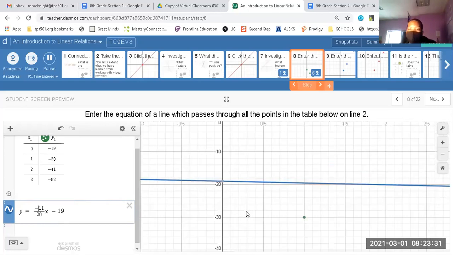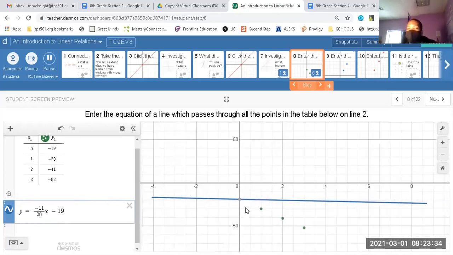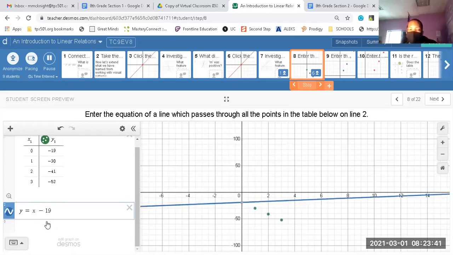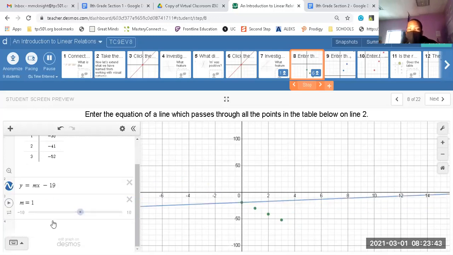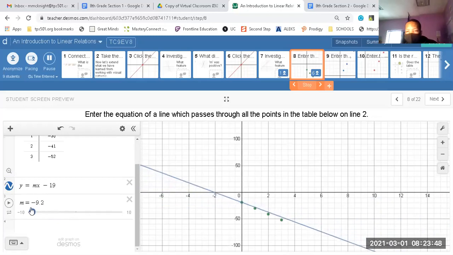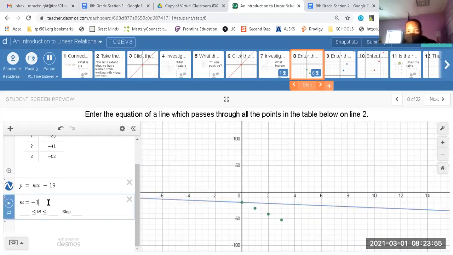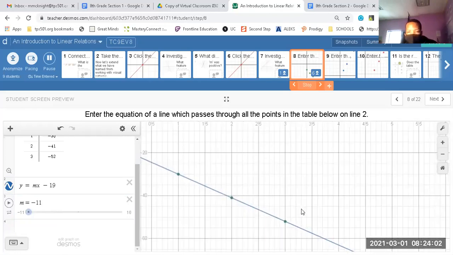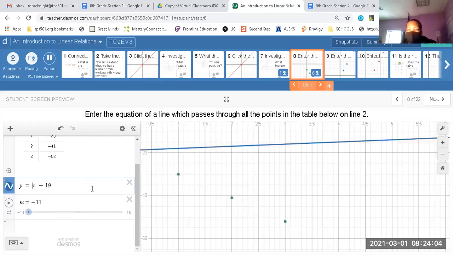Let's see if that's correct. Nope, because it doesn't go through all the dots. It's supposed to go through all the dots. What I could do to make this a little bit easier, if I put my slider in, I'm going to move my m until it goes through all the dots. And we'll see where we messed up. Let's see. There it is. That goes through all the dots, so my slope is negative 11.